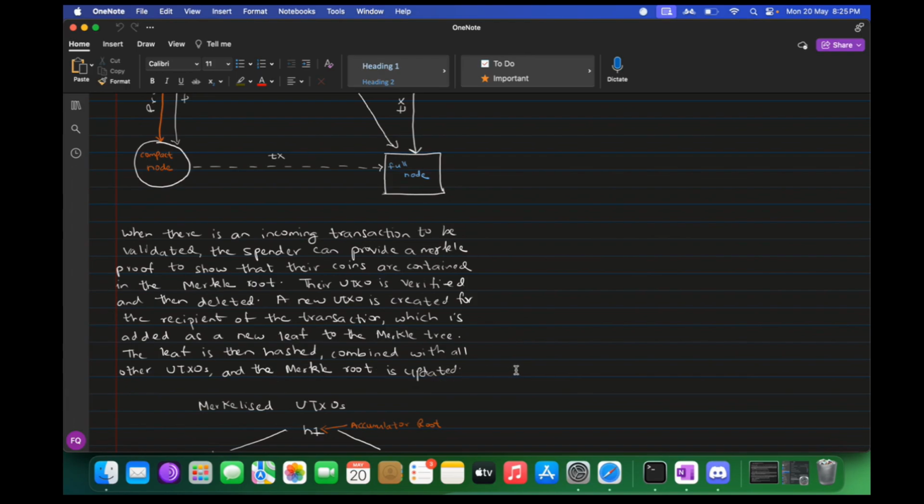So there are basically two responsibilities of a compact node. Whenever a new transaction is coming, you destroy a UTXO and then you create a new UTXO, right? You cannot create a UTXO without destroying an earlier UTXO.